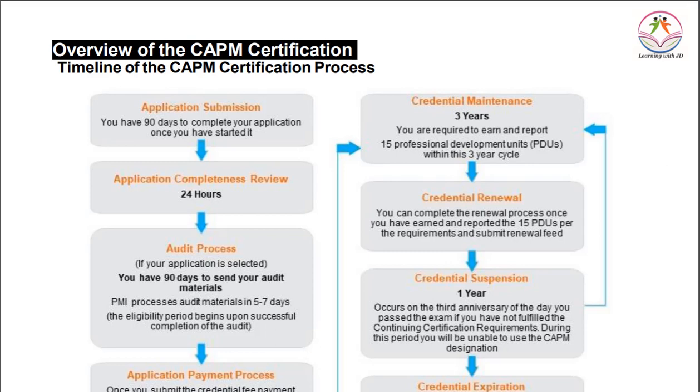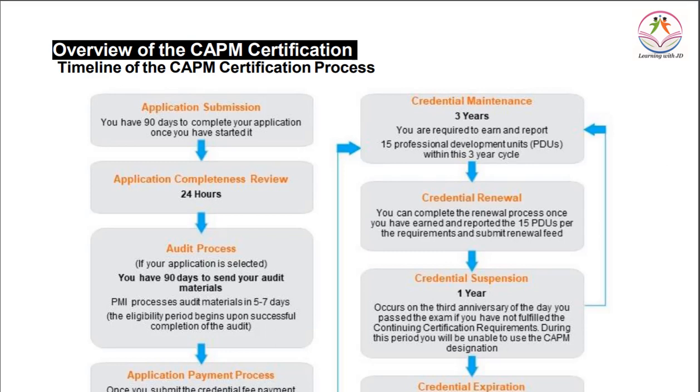Okay, so let's start. Once you apply for the CAPM examination, it will approximately take 90 days. That's the maximum time it will take from the application submission to the clearance that you can appear. Application completeness review takes approximately 24 hours. So once you've uploaded your application, it will take around 24 hours for PMI to check the completeness of the document and provide an approval or rejection on your application.